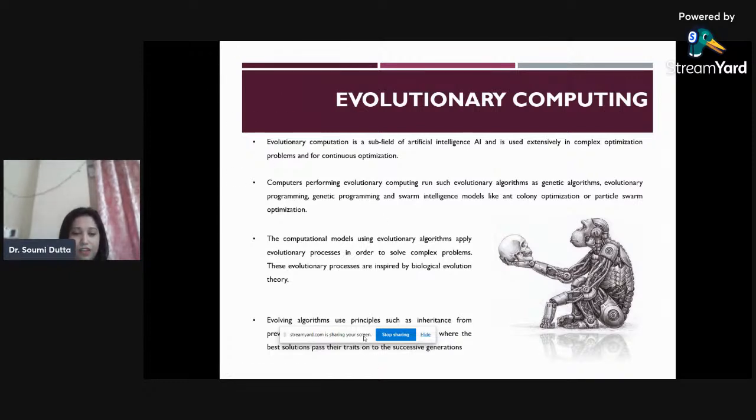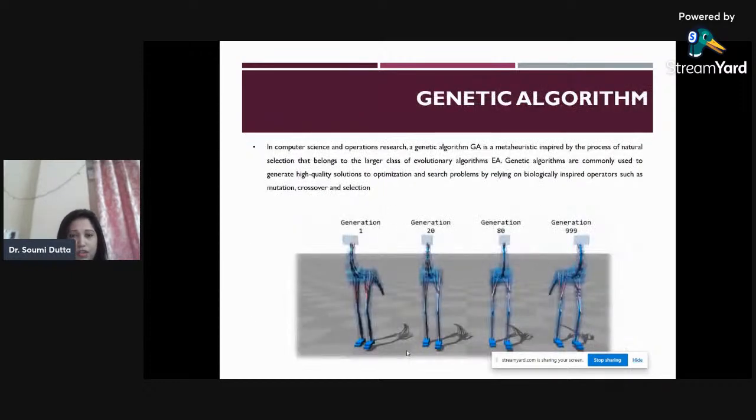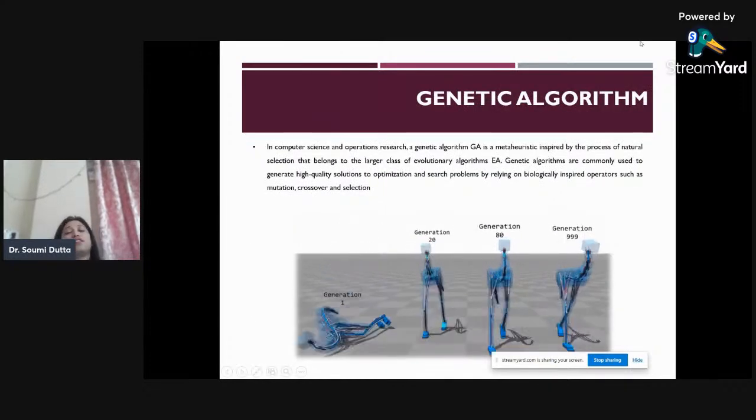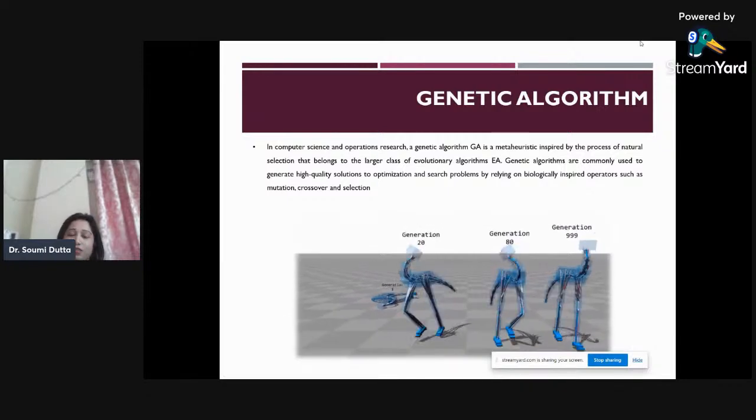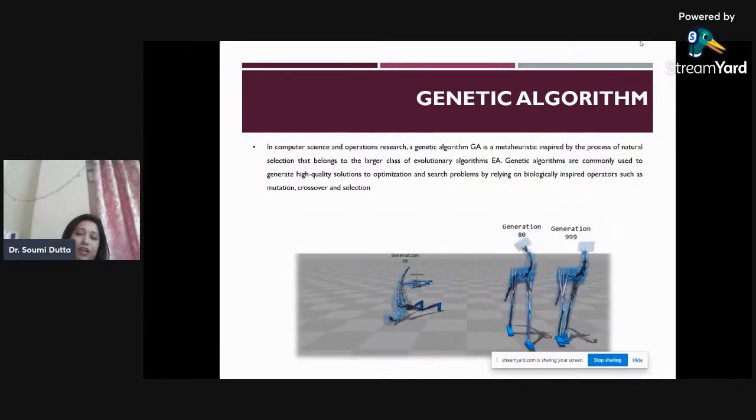And today I will be showing you some of the problems, and how you can really address this sort of problem using evolutionary computing. So let's go to the next slide. Yeah, this is the genetic algorithm. Basically, I'm going to cover two different areas. So this is the genetic algorithm.